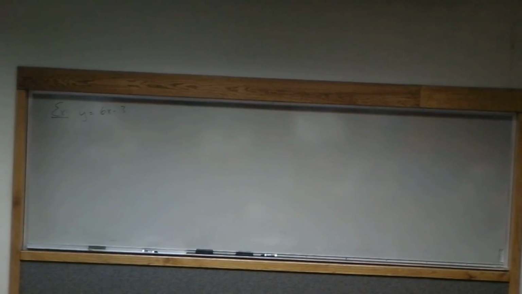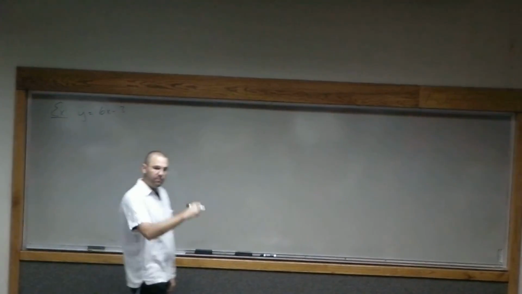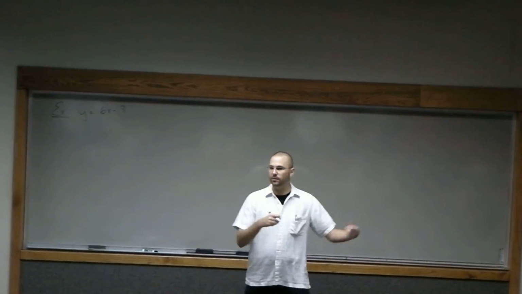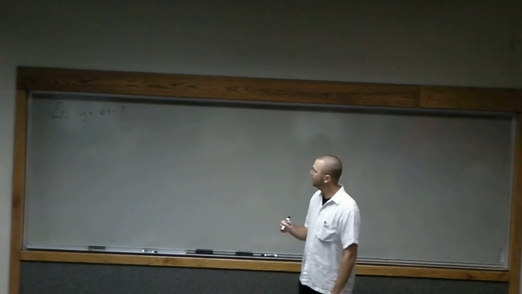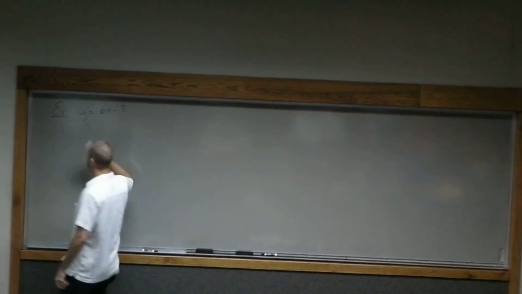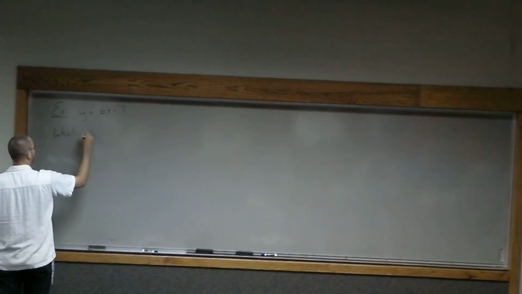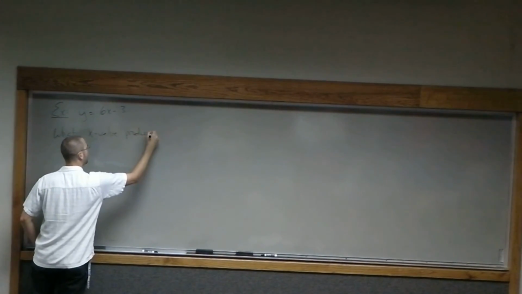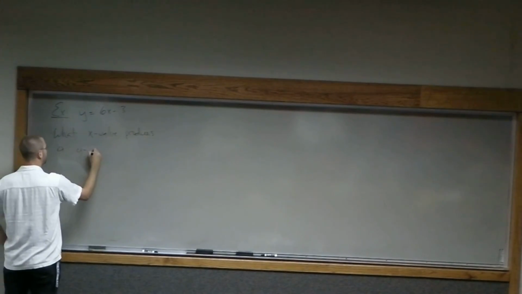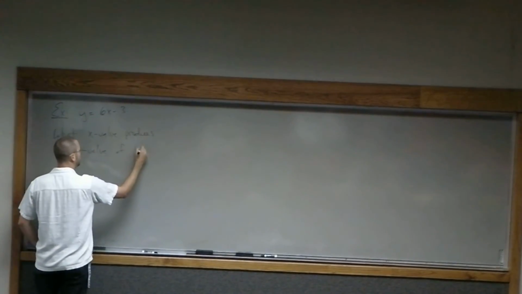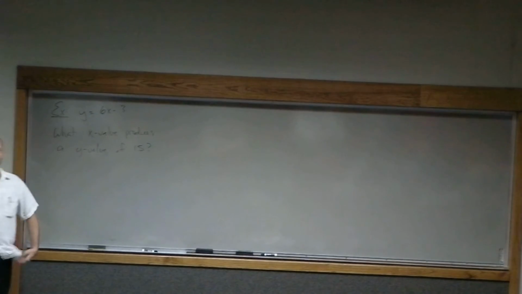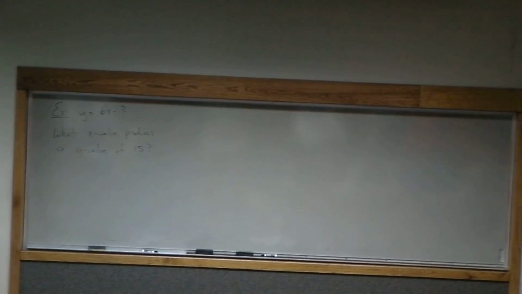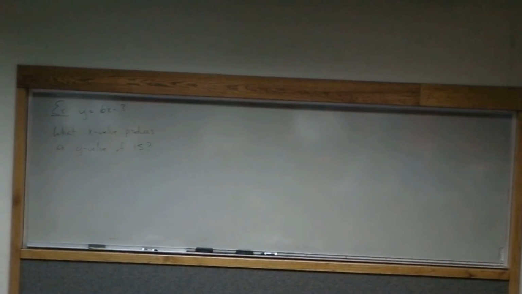Someone says, okay, you have this function, but tell me, what value of x do I need to plug in to get 15 out? Here's our function. We start with what x value produces a y value of 15? How would you find that? How would you go through and figure out this question?